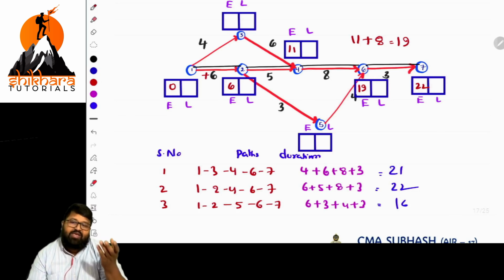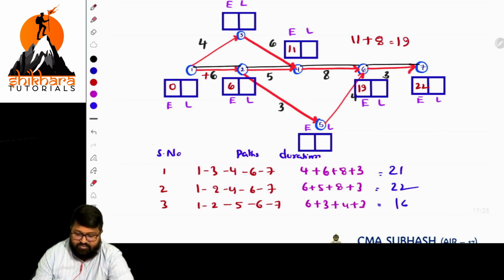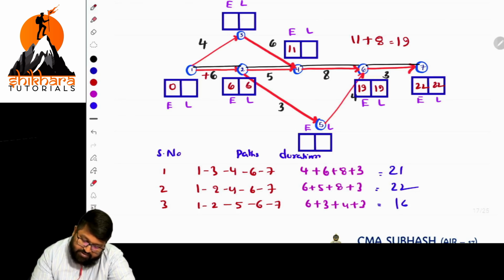In the critical path, E and L values will be the same. If you go with that option, it will be good for you in exams: that is 22, 19 and 6. Done with these paths, and the critical path is there too, no? At this level you can do a cross check.